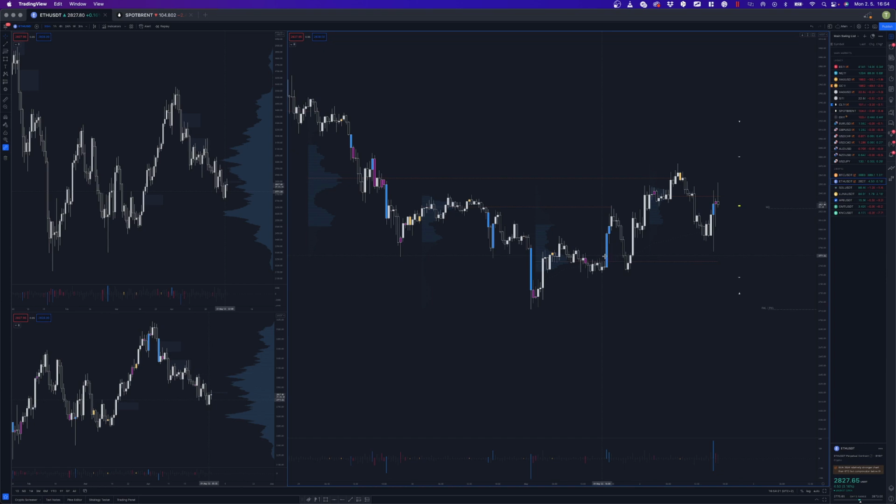But if you're going to bid here, there is nothing really untested inside this structure on a 30-minute.